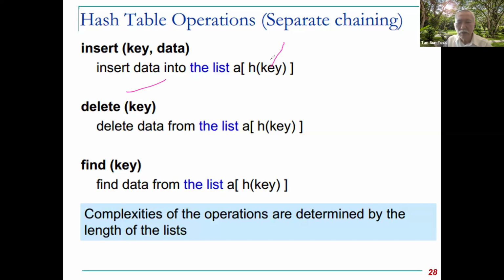Using this key, you put it into the hash function. The hash function returns this hash value. You use this hash value to go to the table and then insert into the list. Yeah, so this is insertion.